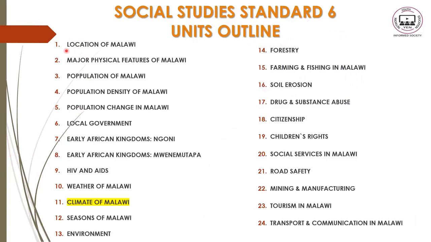So remember, first we looked at location of Malawi, then major physical features of Malawi, population of Malawi, population density of Malawi, population change in Malawi, local government, and all these topics up to number 24. Remember, I always say that there are 24 units in all that you are supposed to cover. Make sure that you understand one unit at a time. But today, as we continue, we are looking at another unit.